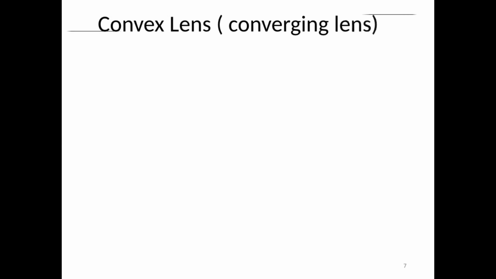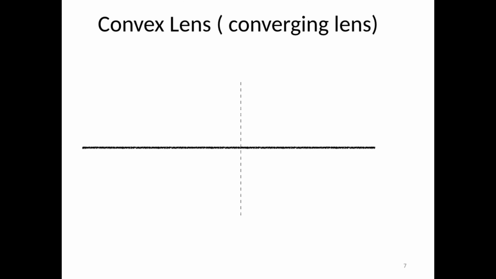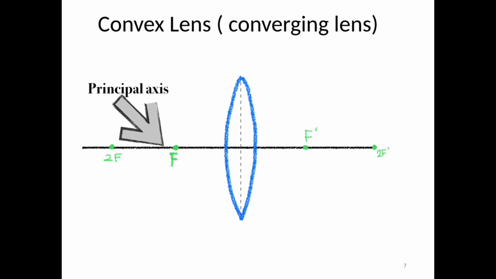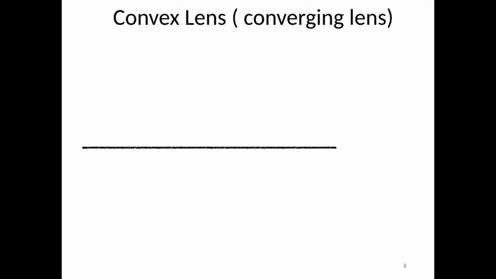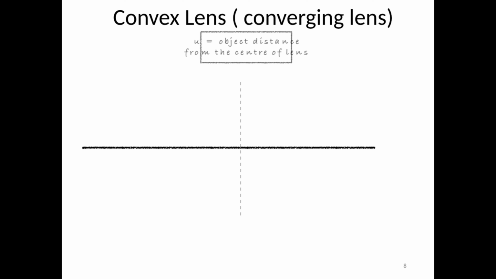Before we sketch the ray diagram, let me introduce you to the important parts for a convex lens. Here, we have a principal axis. F represents the focal point, which is a distance of one focal length from the lens, and 2F is twice as far away. By the end of this video, hopefully you should be able to draw the ray diagram to locate the image for any place that we put the object.